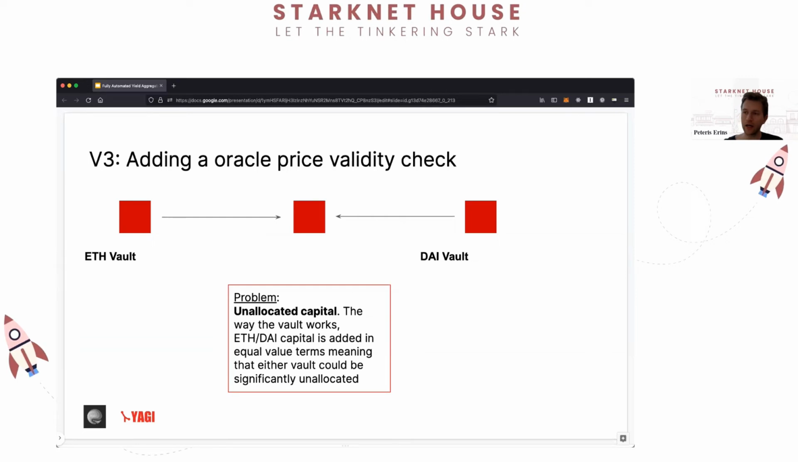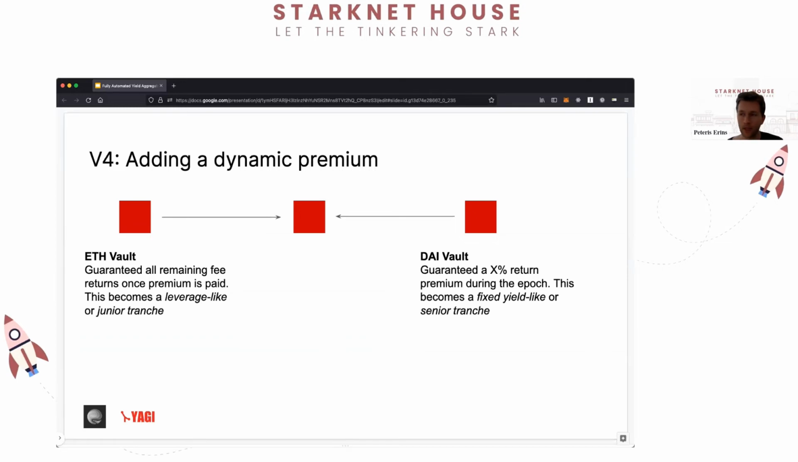So we have this balancing issue here, which is that ETH and DAI are added in equal value terms, and either of those sides could be significantly unallocated. This is a really hard one to fix. In practice, there's one way to introduce some asymmetry in terms of how these vaults are created. We can start by saying, let's add a dynamic premium. We have this moment where both vault sides were equal, where the ETH vault and DAI vault work the same, and we'll switch that up.